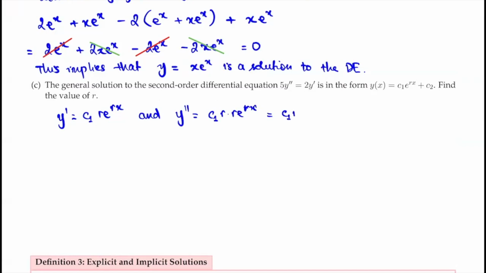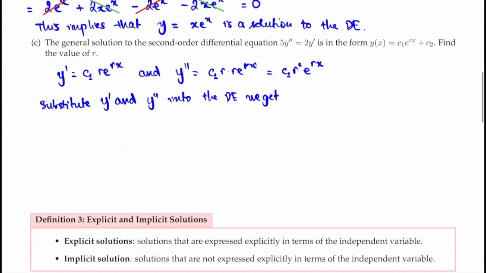Therefore, you got C1 times R squared times e to the Rx. So we're done with derivatives. Substitute this derivative into the differential equation. So substitute y prime and y double prime into the differential equation. We get that the left-hand side is 5 times C1 times R squared times e to the Rx, equal to 2 times y prime, so 2 times C1R e to the Rx.